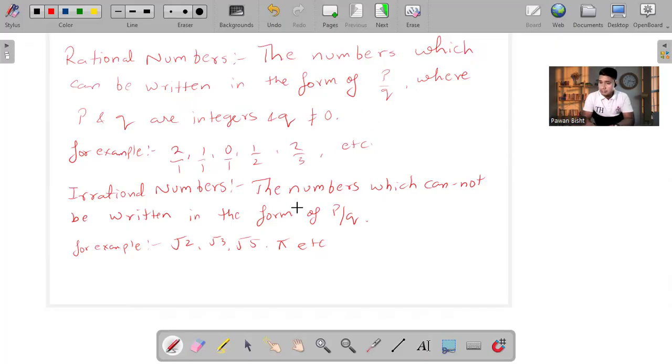So what are irrational numbers then? Those numbers which cannot be written in the form of P upon Q. You cannot write them in the form of P upon Q. They are irrational. For example, root 2, root 3, root 5, root pi. So they are all irrational numbers, right?